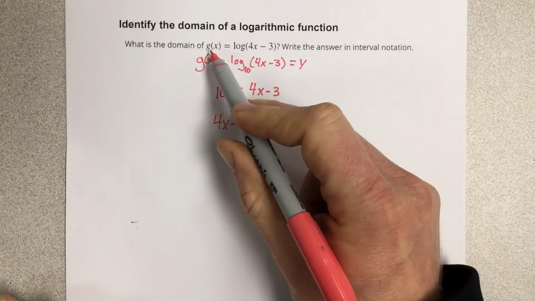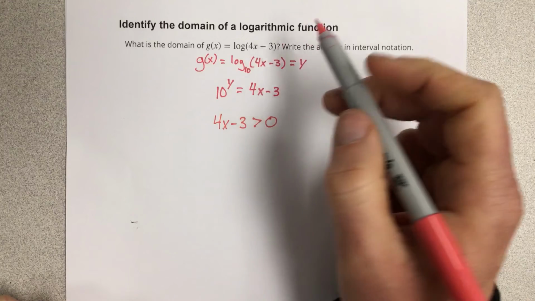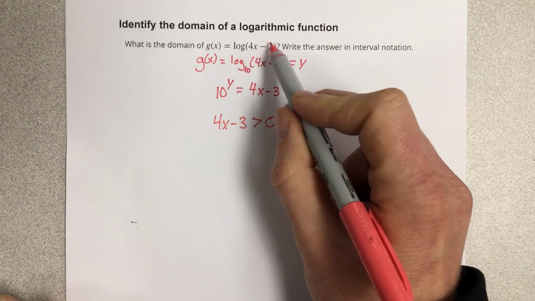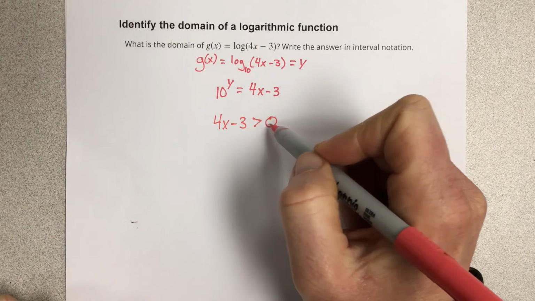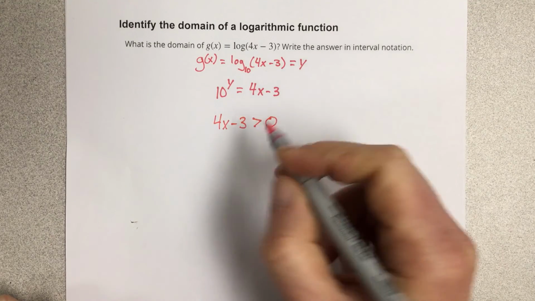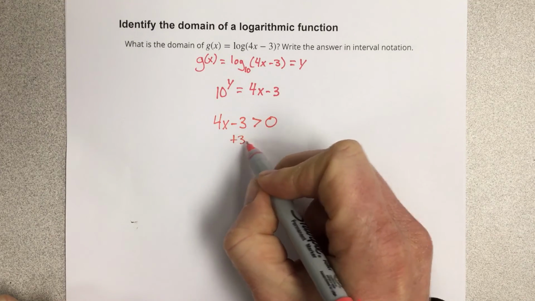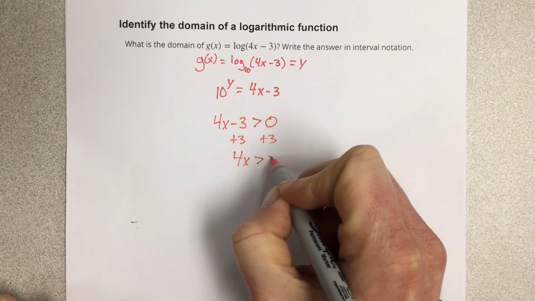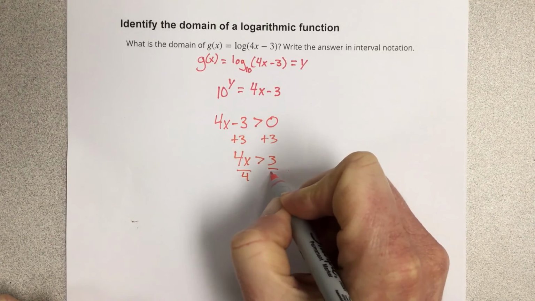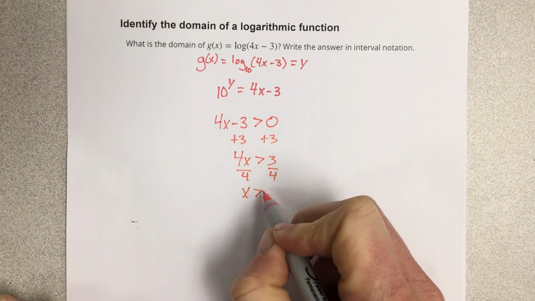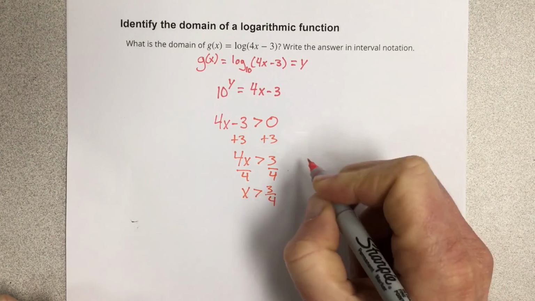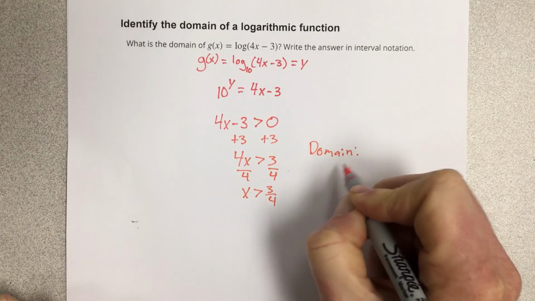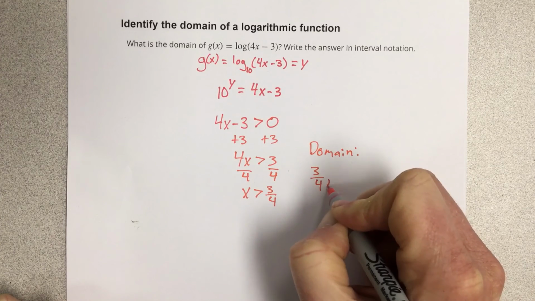So when you start to find the domain of logarithms, you just need to identify that this inside piece, inside the parentheses, has got to be greater than 0 for any logarithm, and then you can solve that piece to find the domain. So we add 3 to each side. That's 4x greater than 3. Divide by 4. That's x greater than 3 over 4. So my domain then would be 3 over 4 to infinity.